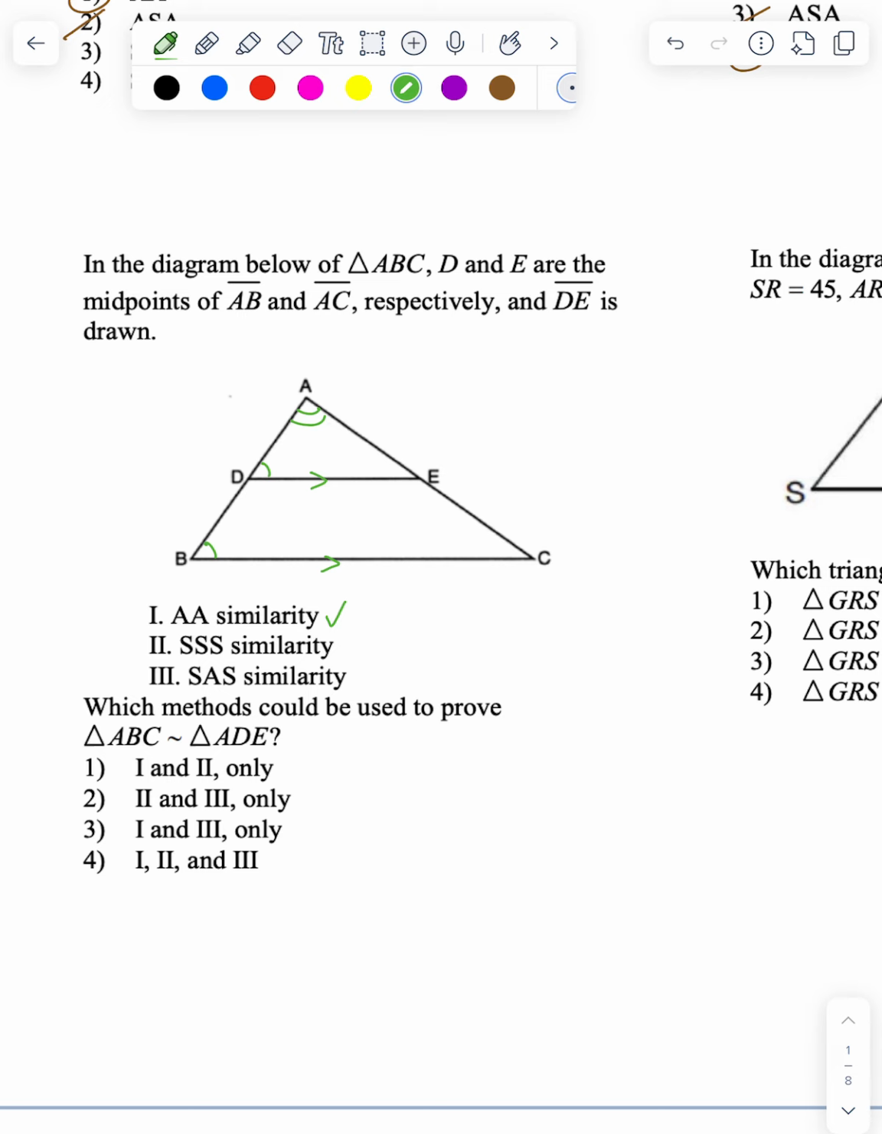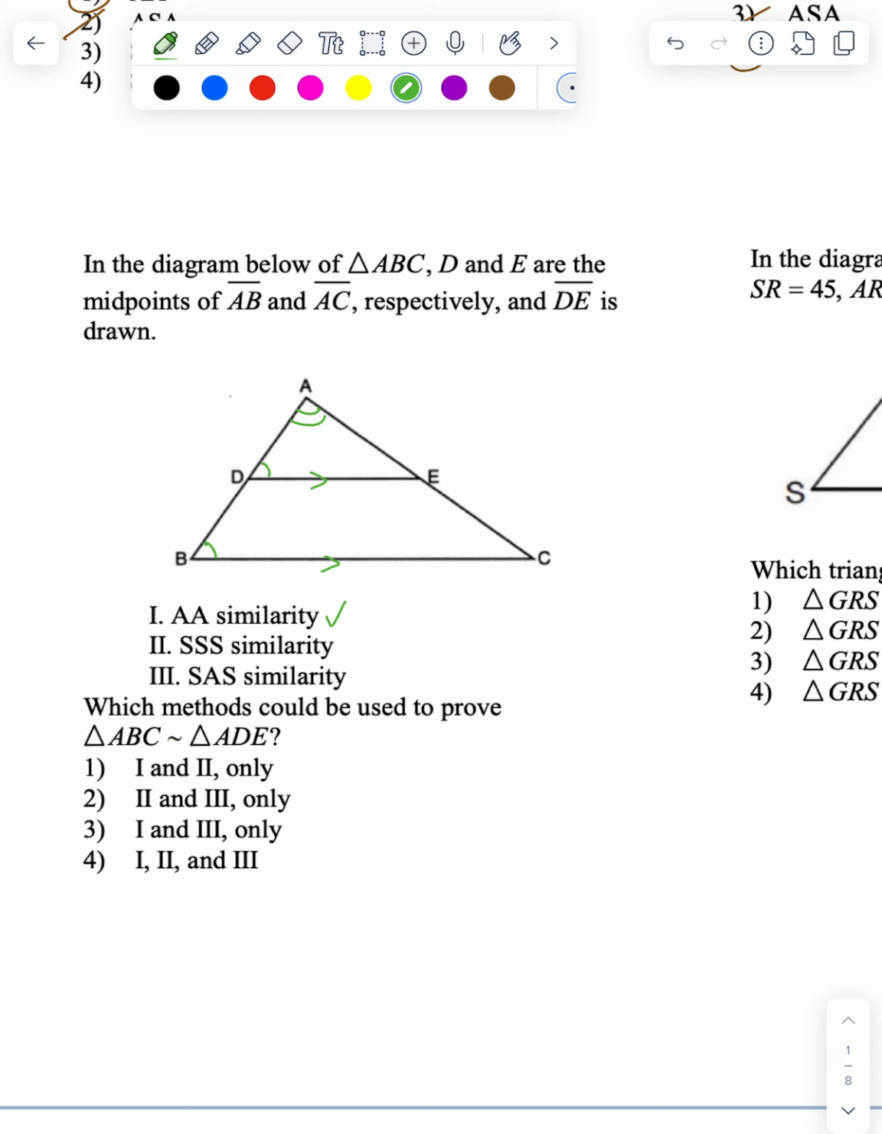So SSS similarity holds. All the sides are proportional by the same scale factor. And SAS also holds because if these two sides are proportional and we have the shared congruent angle in between, we do have side angle side. So all of these could be used to prove the triangle similar in the special case where we have midsegments.